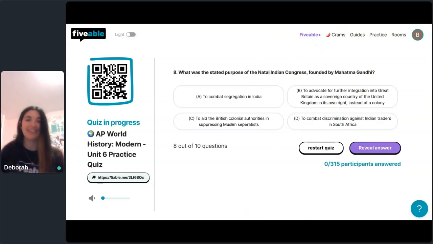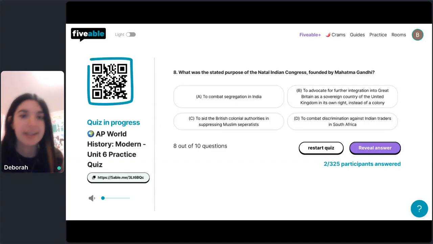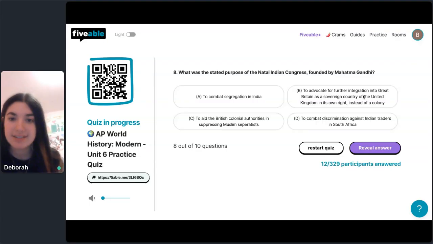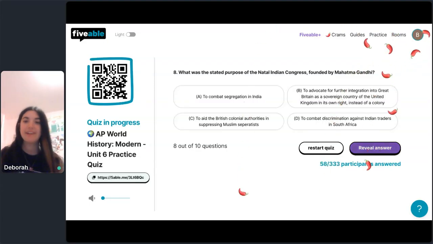Okay, let's keep going. What was the stated purpose of the Natal Indian Congress founded by Mahatma Gandhi? Was it to combat segregation in India, to advocate for further integration into Great Britain as a sovereign country of the UK in its own right instead of a colony? Was it to aid the British colonial authorities in suppressing Muslim separatists? Or to combat discrimination against Indian traders in South Africa?